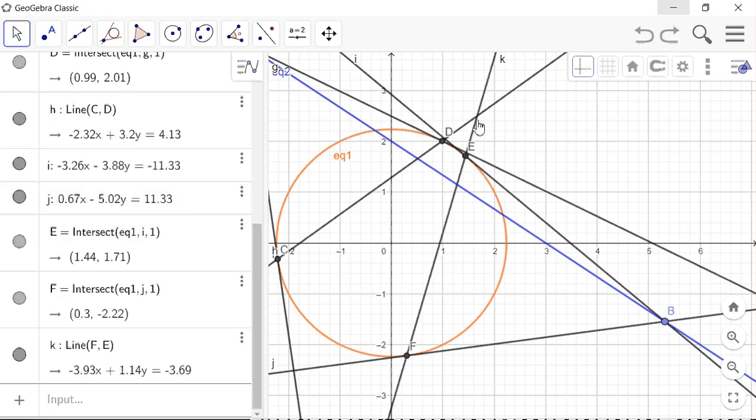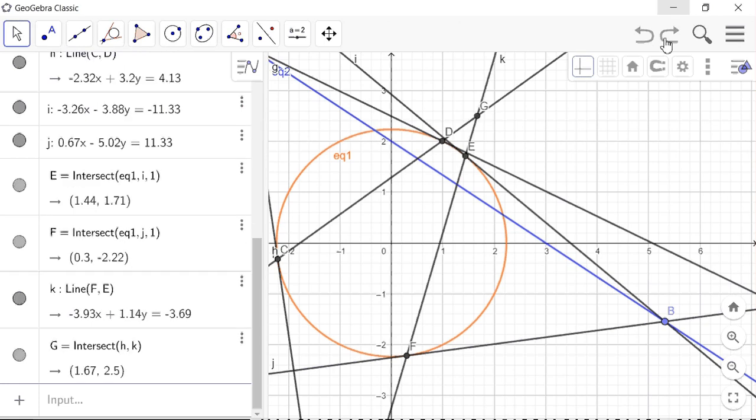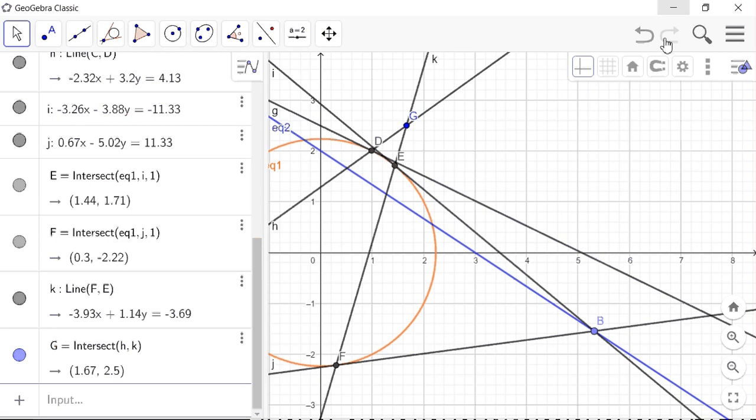Now a pole is the intersection point of these two lines through CD and EF. That will be shown in the blue dot. So our pole is 1.67, 2.5.